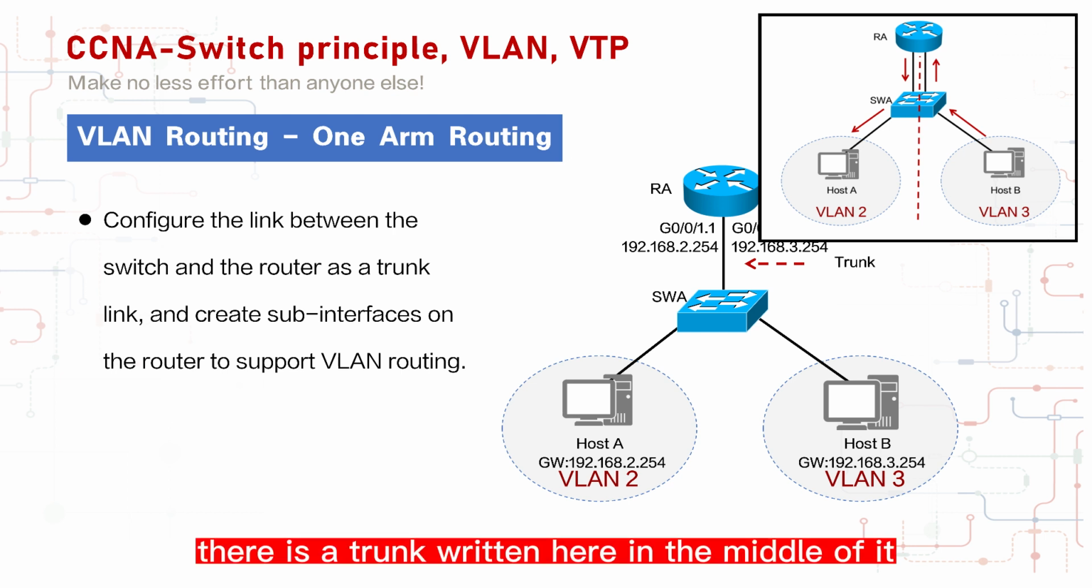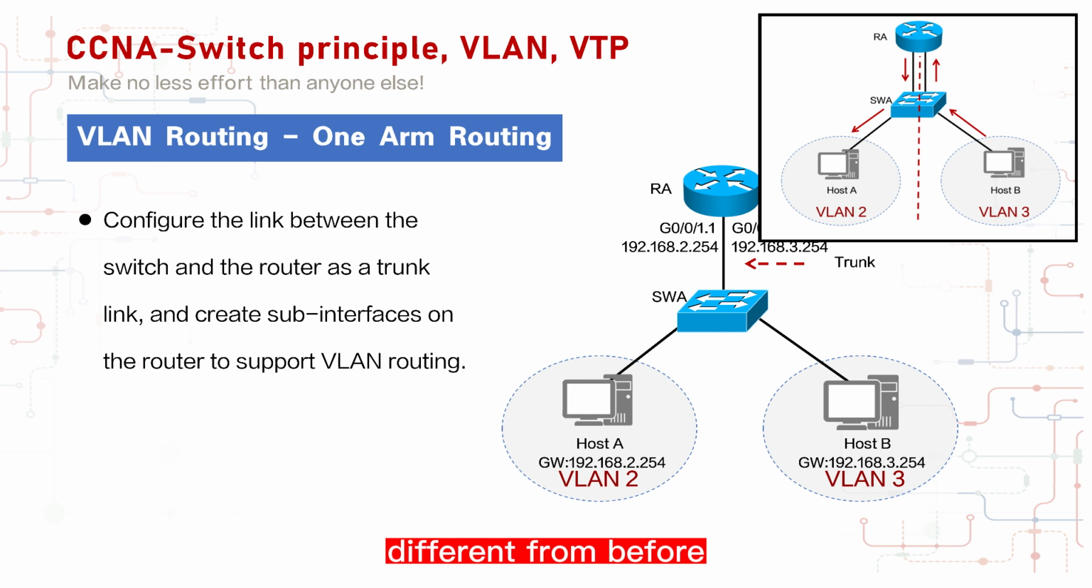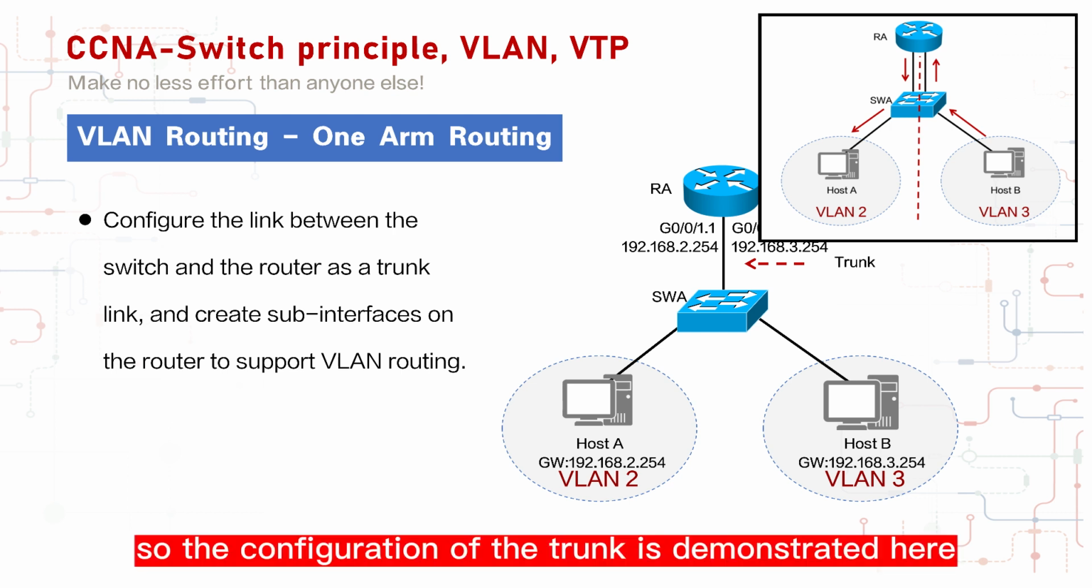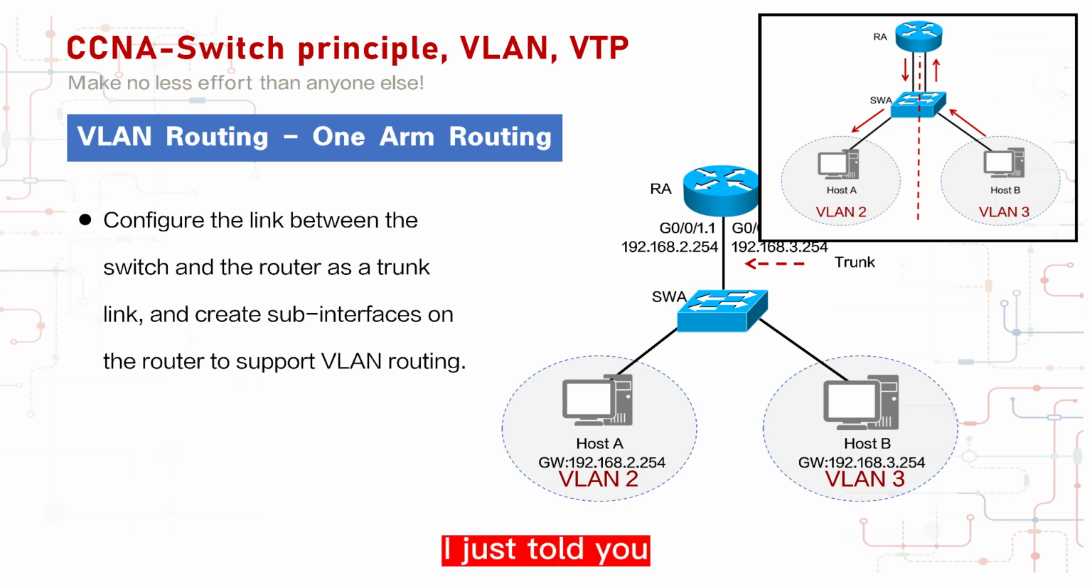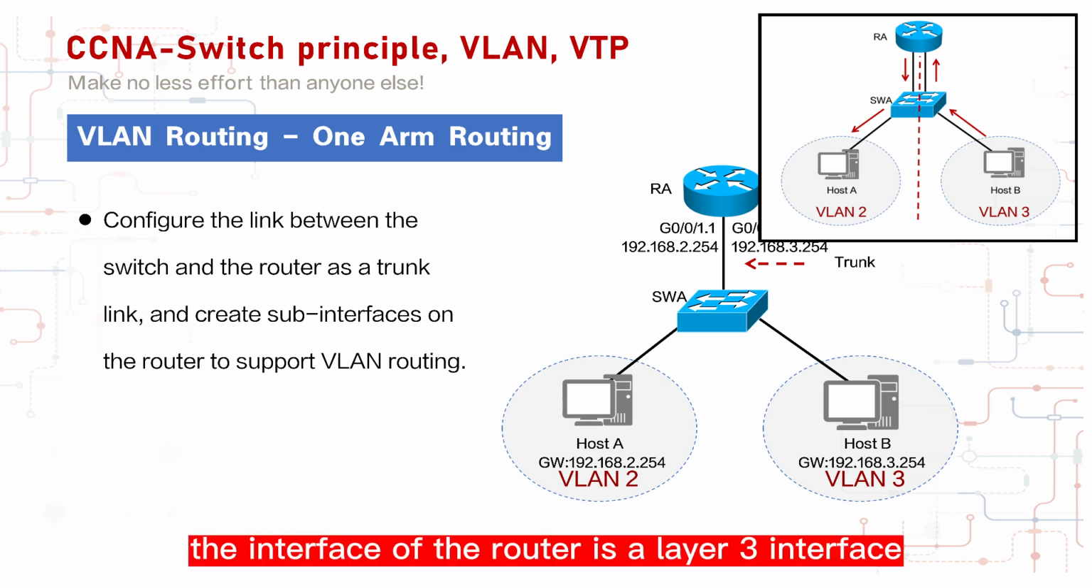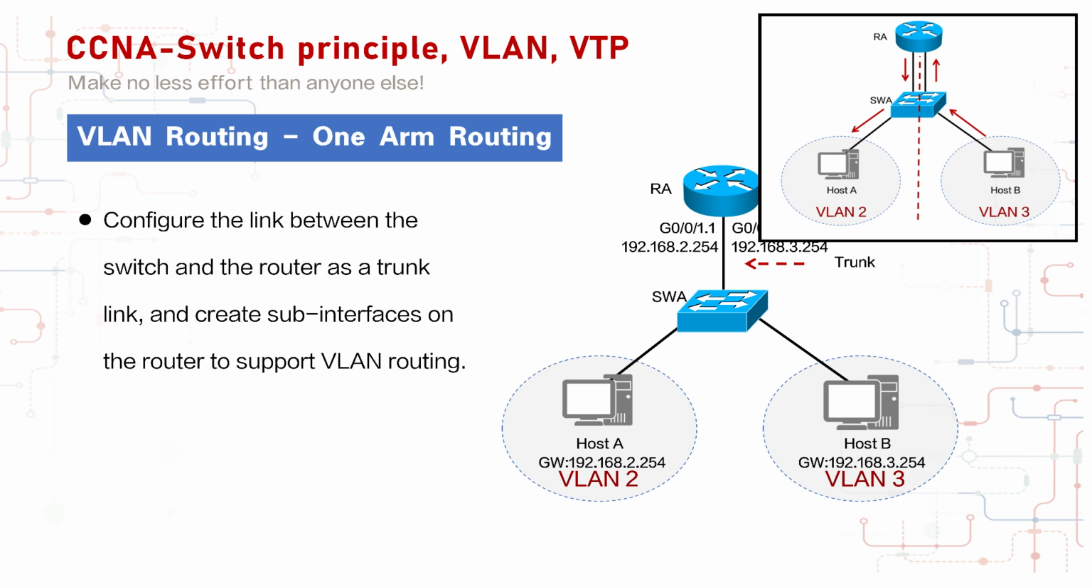There is a trunk written here in the middle. Different from before, where it was access, now it is the trunk. So the configuration of the trunk is demonstrated here. I just told you, the interface of the router is a layer 3 interface. It doesn't recognize anything about the tag. If configured as trunk here, the trunk releases data.